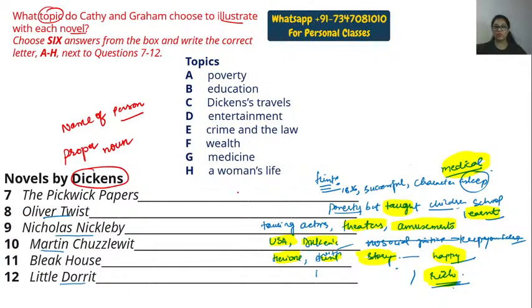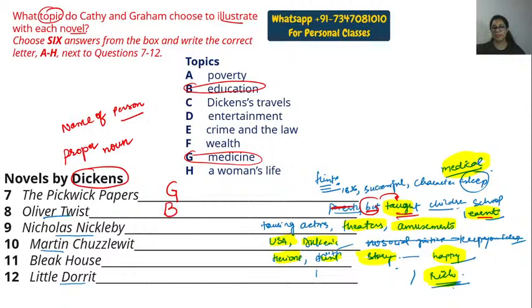So first one, from medical we get the word medicine. So G is the answer for this clearly. Medical, medicine. Oliver Twist, learn. Poverty is not the answer because he said but. The answer is the one after but. Taught, learnt means education. So B is the right answer for this.